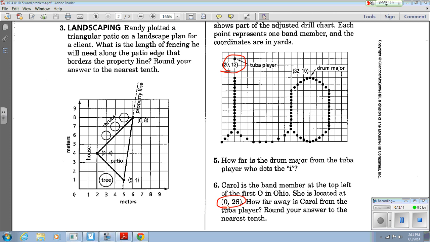And if I'm you, I'm using (0,26) as x1 and y1, and (20,13) will be x2 and y2 when I substitute those into the distance formula. So go ahead and substitute those into the distance formula. Find out how far apart is somebody who's way at the big capital O from that honored tuba player at the top of the I. When you get done, check your answers.